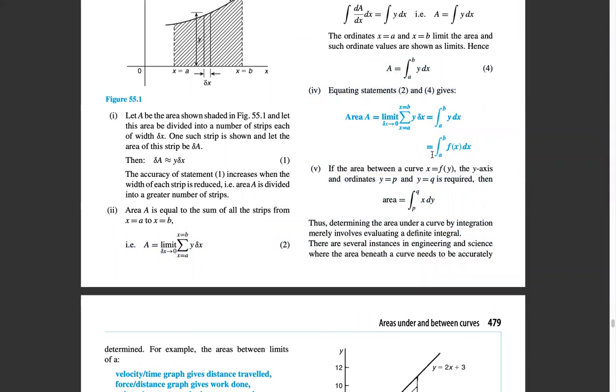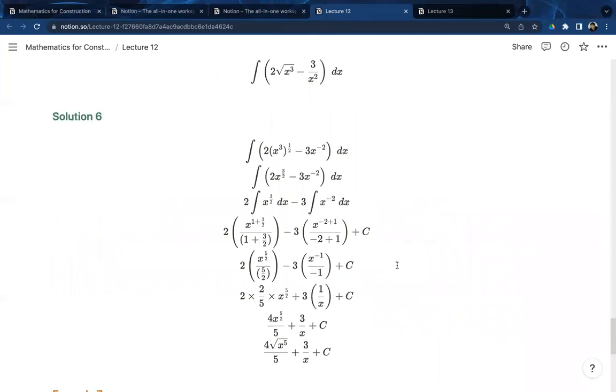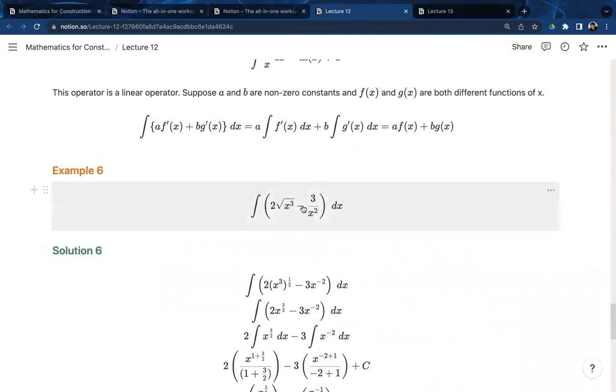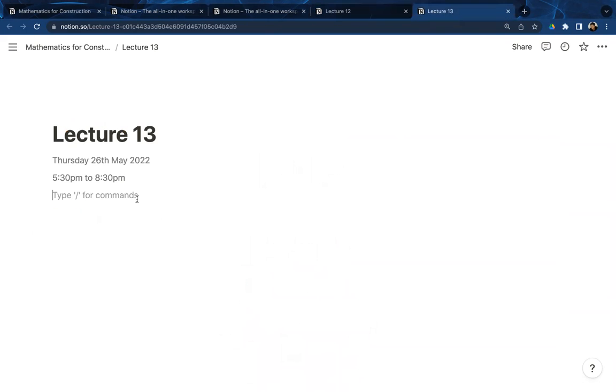The area under the curve between A and B, x equal A and x equal B, is the definite integral of f of x dx between A and B. So let me give you an example here. If you had this question here, and this is an indefinite integral, okay? Let me give you an easier question here.